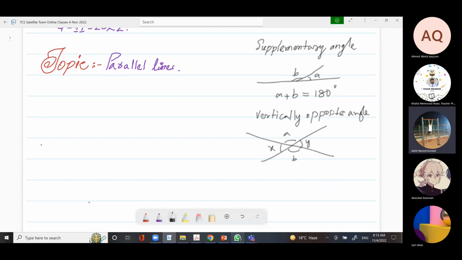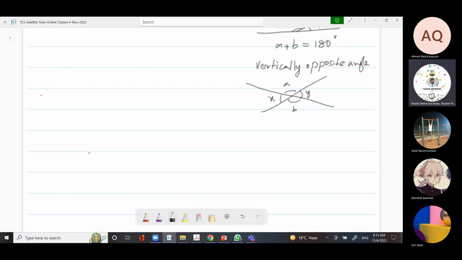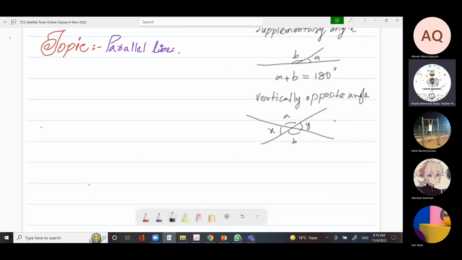Sir, he's saying that they are equal. They are equal. You're right. So vertically opposite angles are equal. So I'm writing that A is equal to B and X is equal to Y. But remember that the opposite angles are equal.